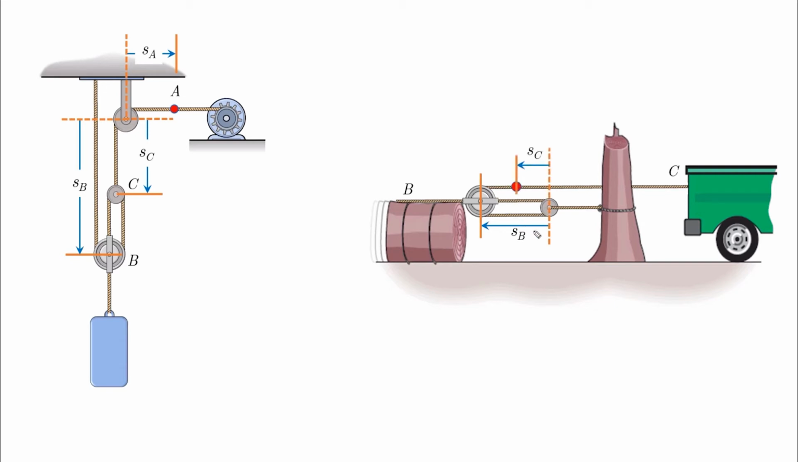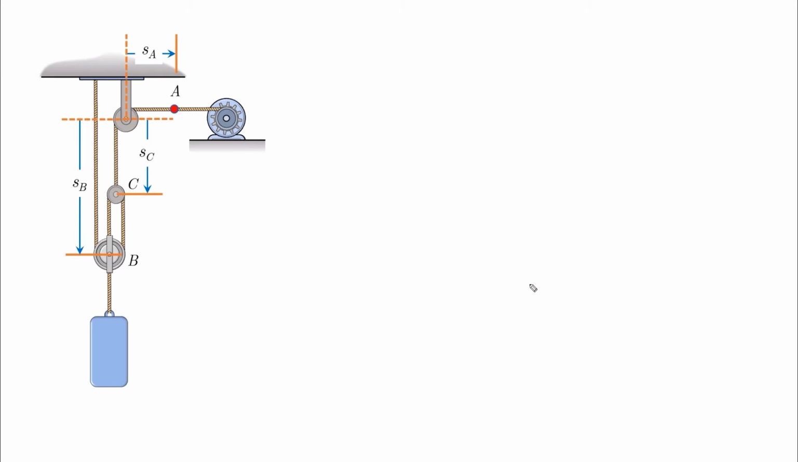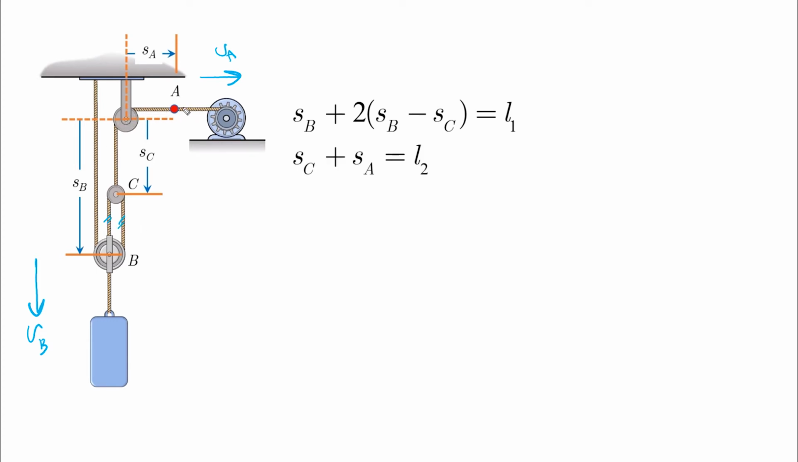And if we consider this system, let's say that we need to find the velocity of the motor, which is point A, and the velocity of the block, which is B. In this case, we need to find the length of the two cables. So for the first cable, it is going to be SB plus SB minus SC multiplied by 2. For the second cable, it will be SC plus SA.